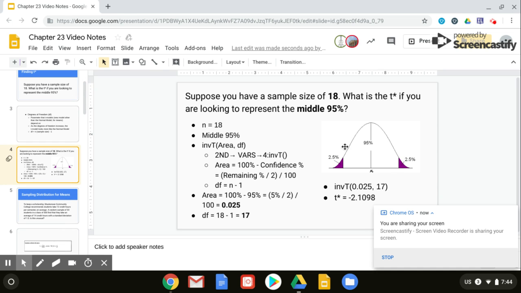Notice how this problem has 2 tails instead of 1. Usually we had done solely 1 tail per problem, but this time, since we're trying to find the middle 95%, we are using 2.5% on each side.